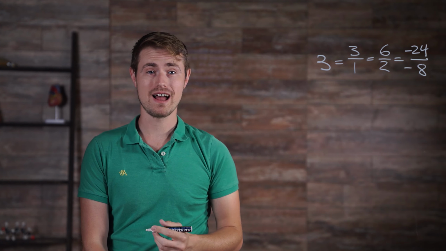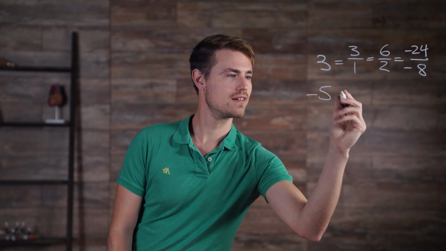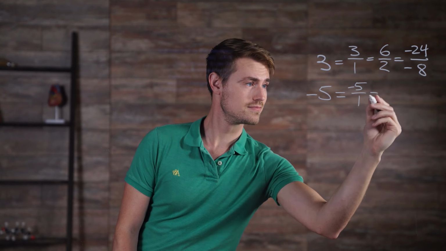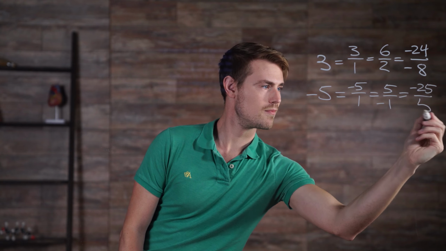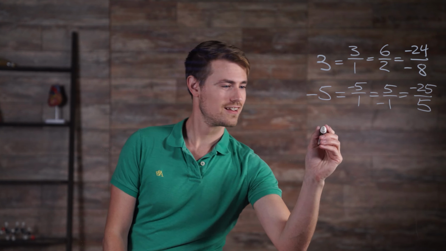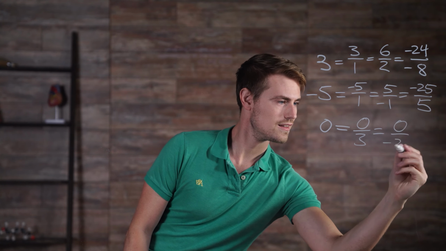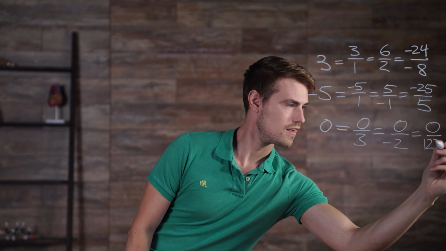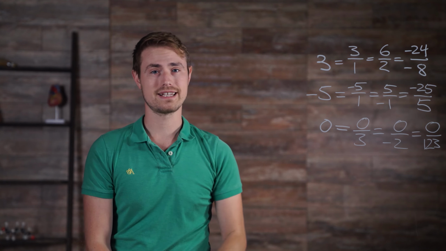The integer negative 5 can be represented as the following fractions. And the integer 0 can be represented as the fractions. As a side note, these are not the only fractions that result in these integers. They're just a few of the many examples that exist. Fractions can also be written as decimals.